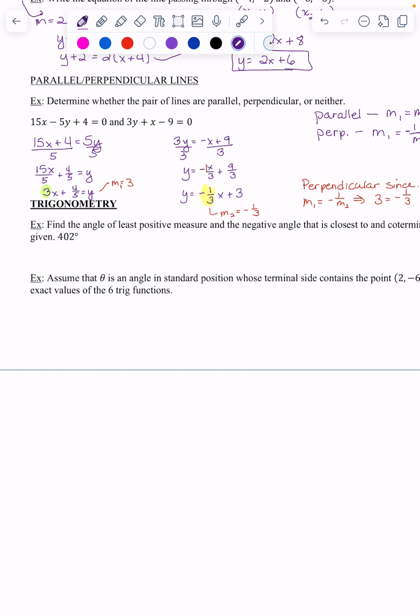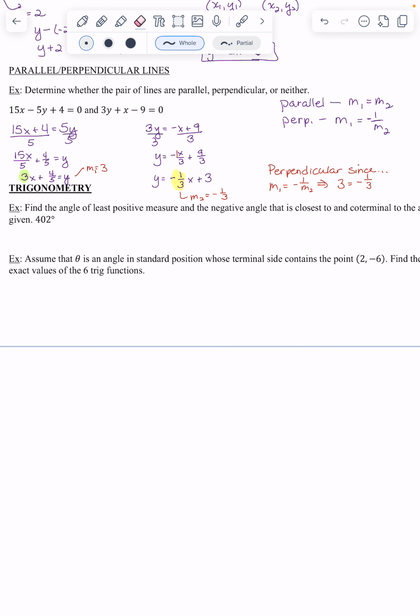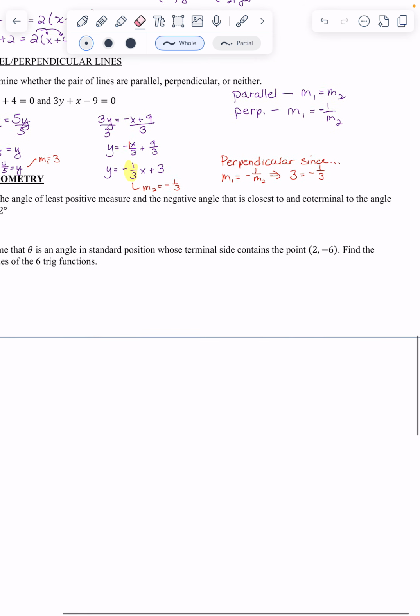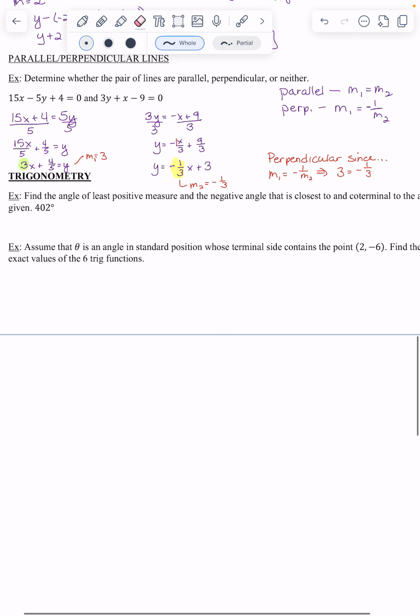Okay, starting out with trigonometry, and I think this one's a little shorter than the other one. We're going to talk about some of the stuff that led into the vector information we talked about today. So if I want to find the angle of the least positive measure and the negative angle that's closest to and coterminal to the angle given at 402 degrees.